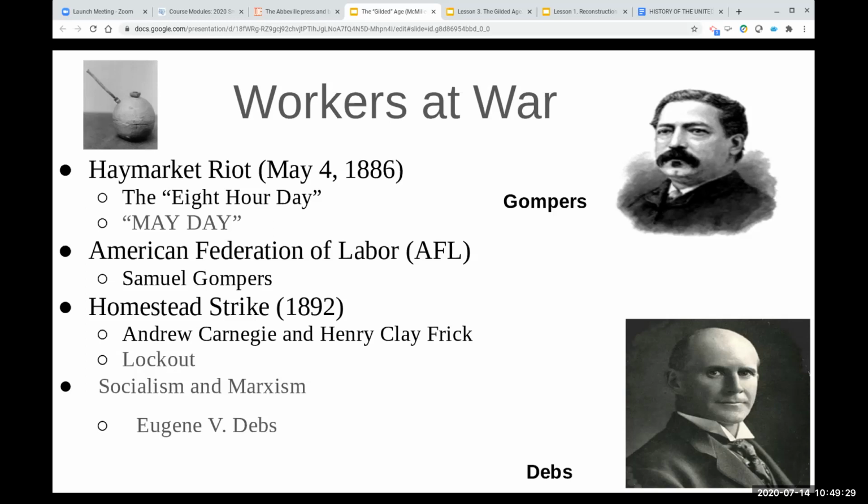And Debs becomes the head of the Industrial Workers of the World, the IWW, the so-called Wobblies, which is a sort of organization of all of these workers, much in the same way as the Knights of Labor, but under this kind of socialist banner. And so what we have here in the Gilded Age, you see this movement of workers into many of these different forms of labor organizations.